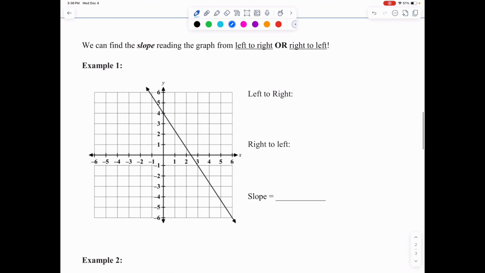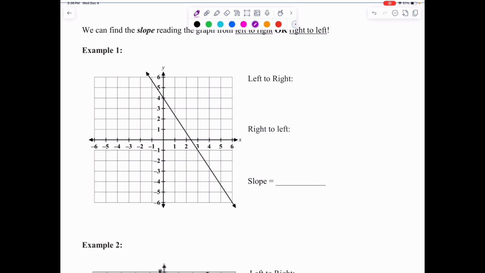And next I want to talk about something that I get a lot of questions about. Everyone gets nervous that they're reading the graph incorrectly. And the good news, when you're working with a graph and finding slope, is that you can find the slope whether you go from left to right or right to left. So I want to demonstrate that by looking at example 1.